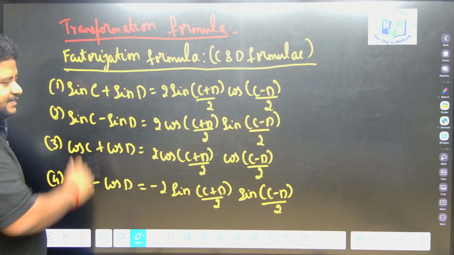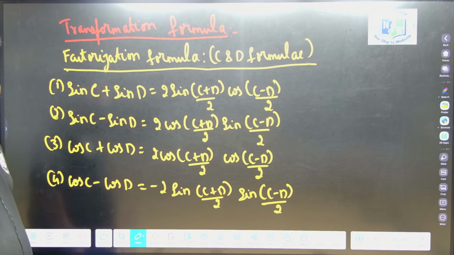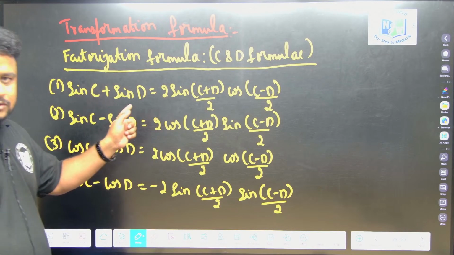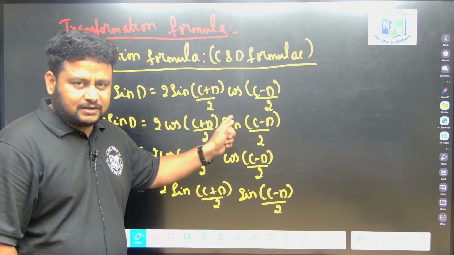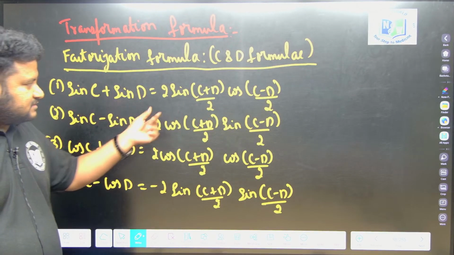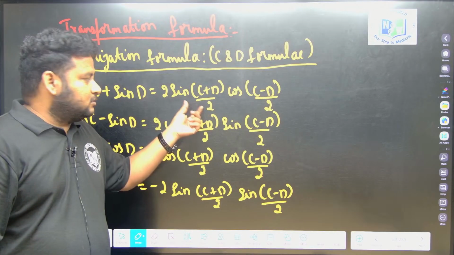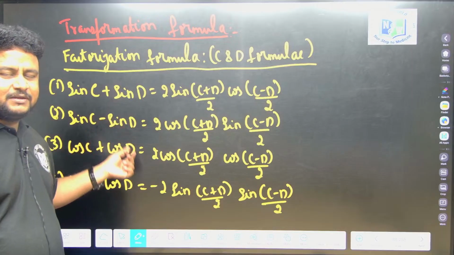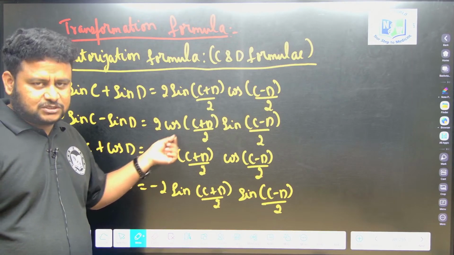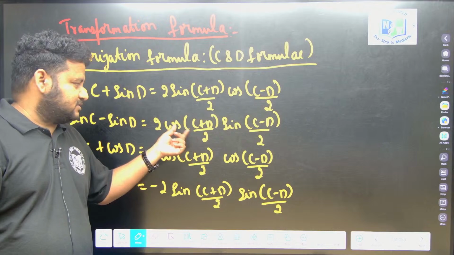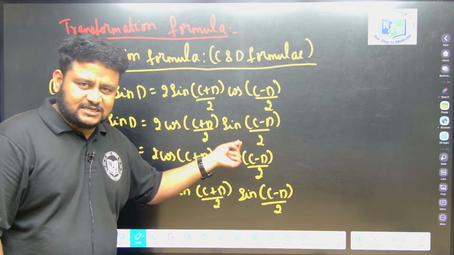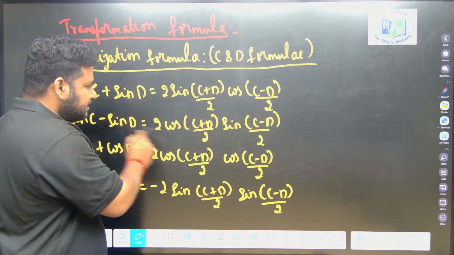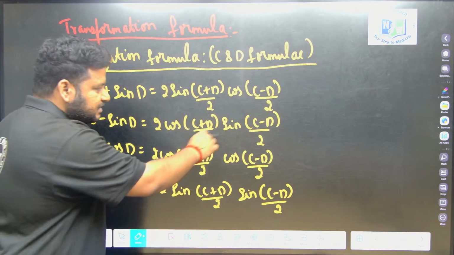So sin C plus sin D, the formula is what? I told you sin likes to combine with cos. So 2 sin and cos will come. If it is plus, sin will come first, that is C plus D by 2. So 2 sin (C plus D)/2 cos (C minus D)/2. If it is minus, what happens? Same formula, sin and cos will come, but the cos becomes first: 2 cos (C plus D)/2 sin (C minus D)/2. So if it is plus, sin of (C plus D)/2; if it is minus, cos of (C plus D)/2 and sin of (C minus D)/2.